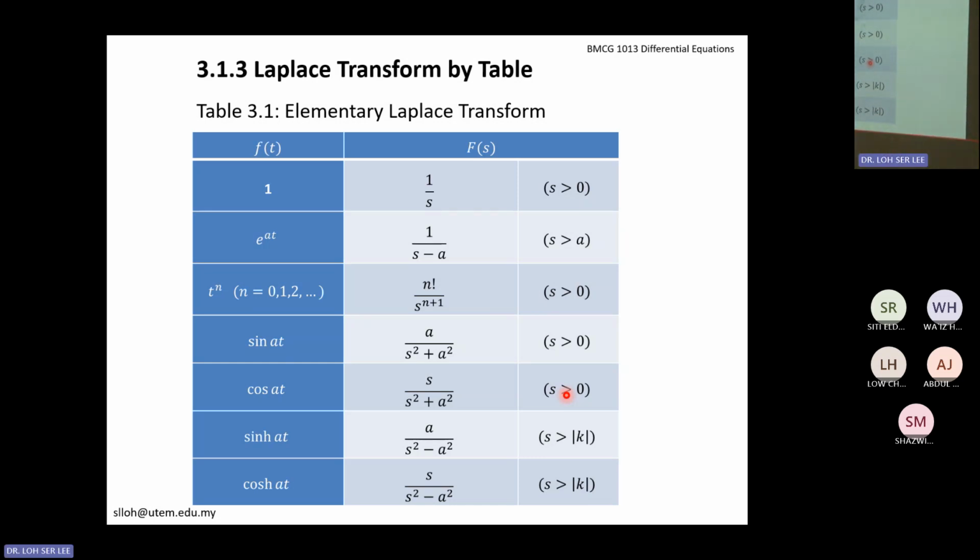So what you learned just now is the basic definition. Then when you have this table, you can solve the Laplace transform of this kind of functions. But of course, these are the basics. You have to know this basic before you move on. This one we will look at this Friday.